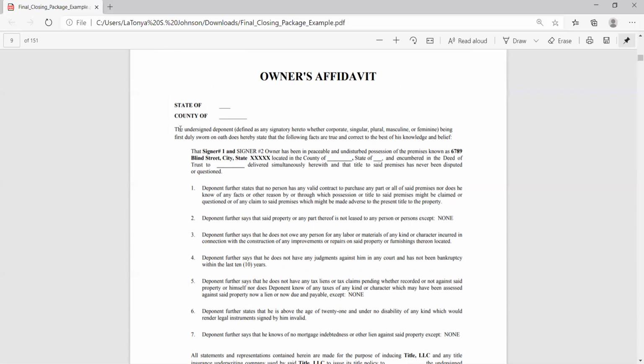So this is saying that the undersigned individual, defined as a signatory, and this is a sworn oath, owner's affidavit. So when it says owner's affidavit, sworn oath, when you start seeing state of, county of, that's something that you're going to have to notarize. So this information should be filled in with the county in which you are signing in, the state and county in which you are signing this document in as the notary. If you're doing a remote notary, then it still applies. It's your information. It's where you are signing this information. Okay?